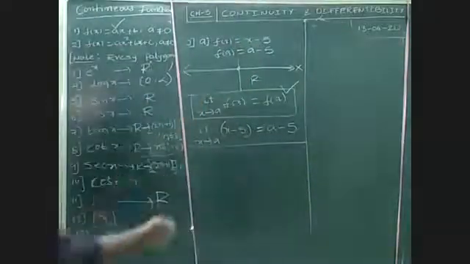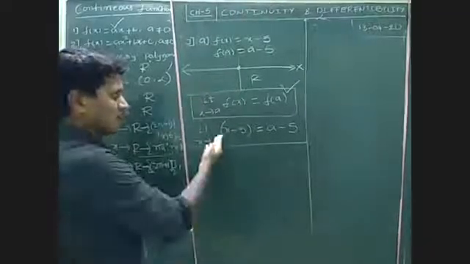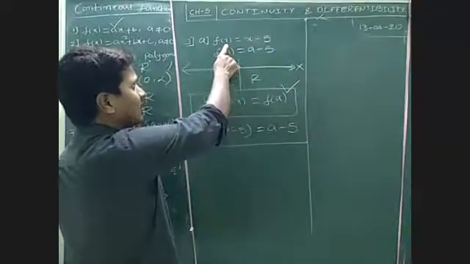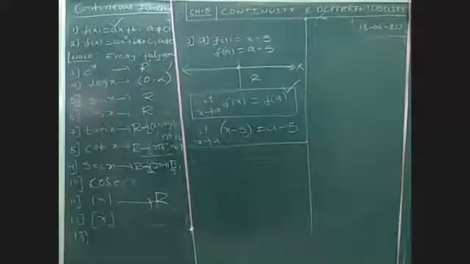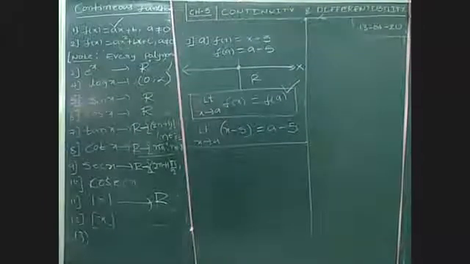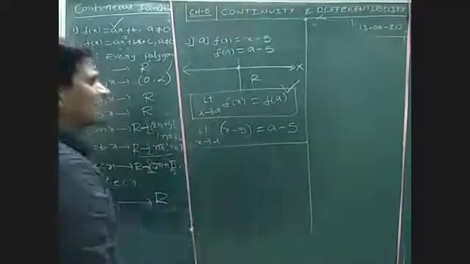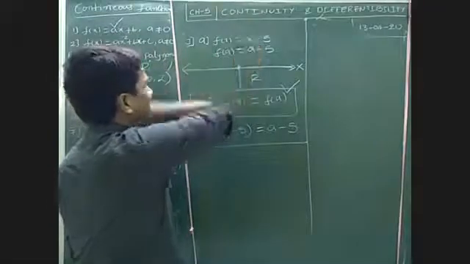After knowing that, we can write the procedure. It's not a problem. See here, you have to understand that the question says examine whether the function is continuous or not. They are not asking for continuity at any particular value like x equal to 2, 3, or 4. They simply say examine whether the function is continuous or not.